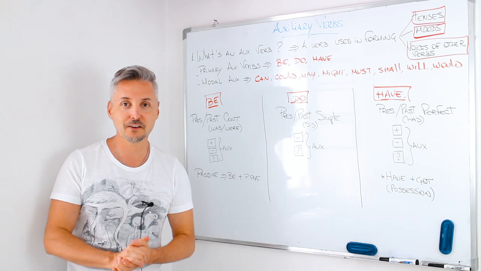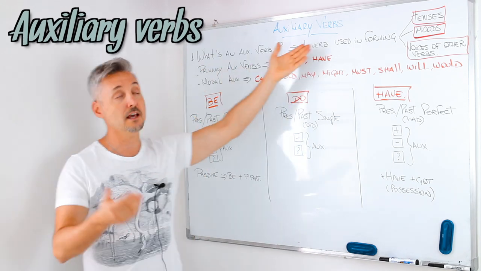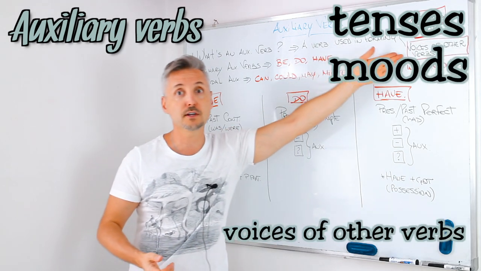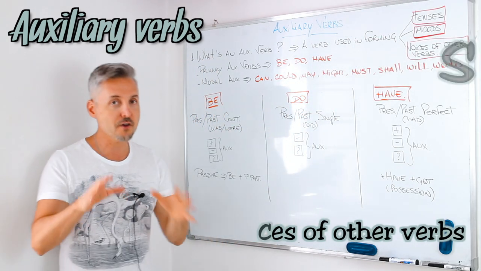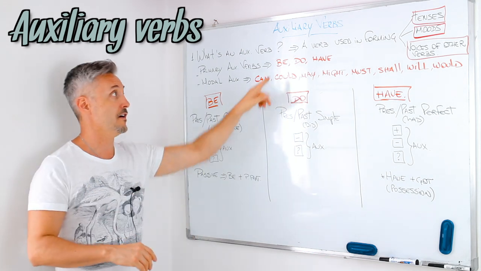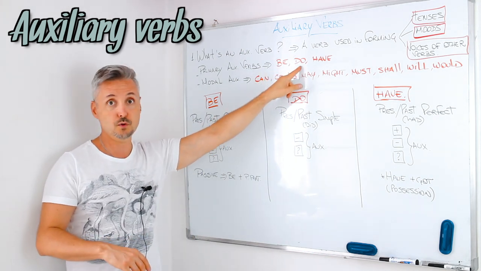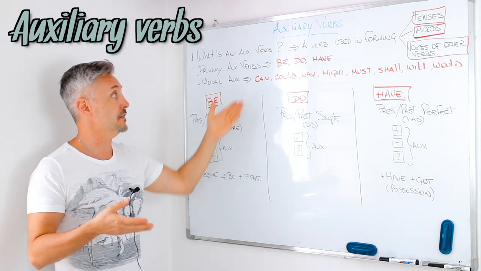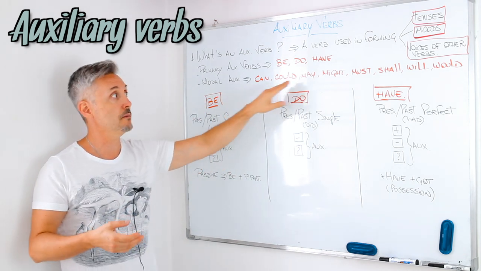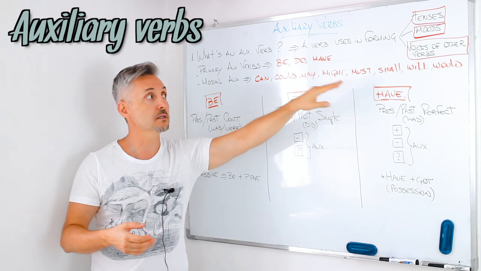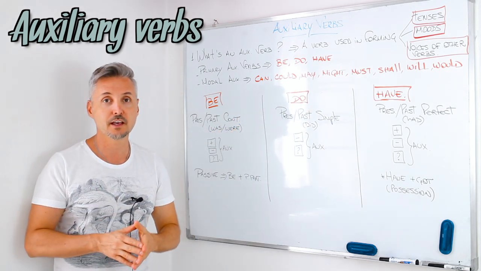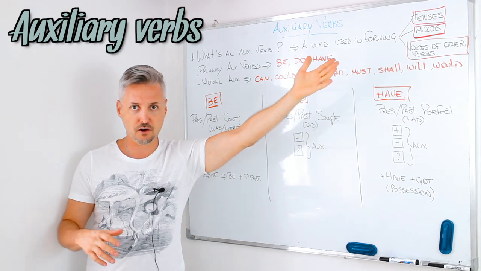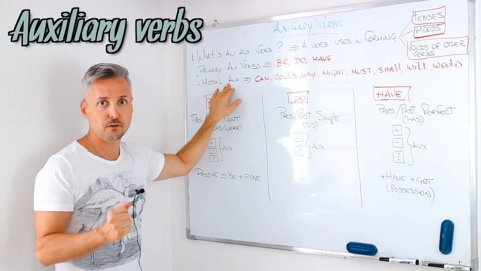Right, so what is an auxiliary verb? An auxiliary verb is a verb used in forming tenses, moods, or even voices of other verbs. The primary auxiliary verbs are be, do, and have. There are modal auxiliaries, and these are can, could, might, must, shall, will, and would. If you want to watch some of these lessons, you can click here to look at the modal verbs.